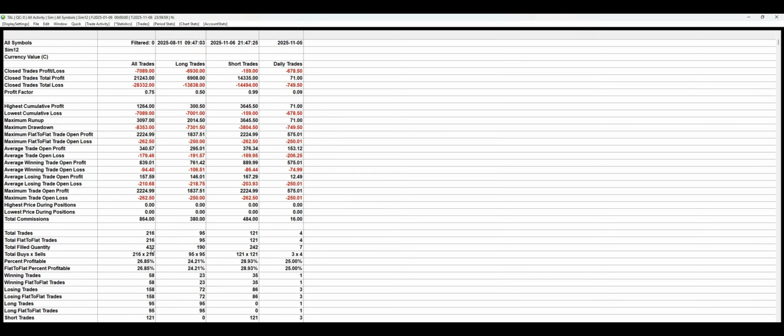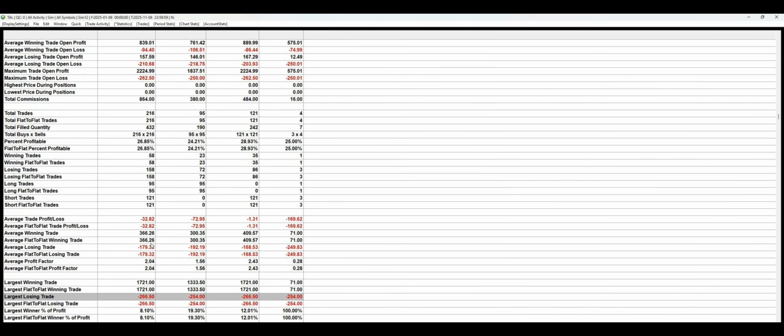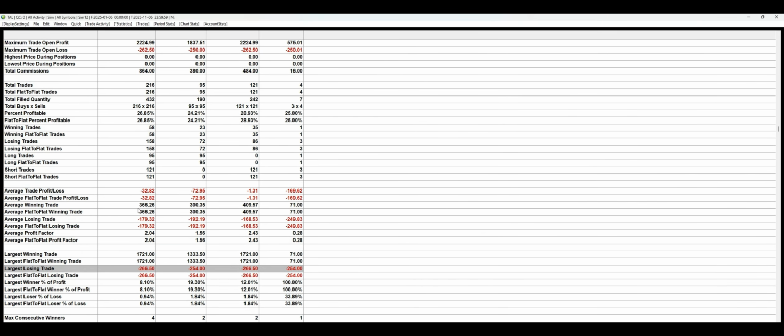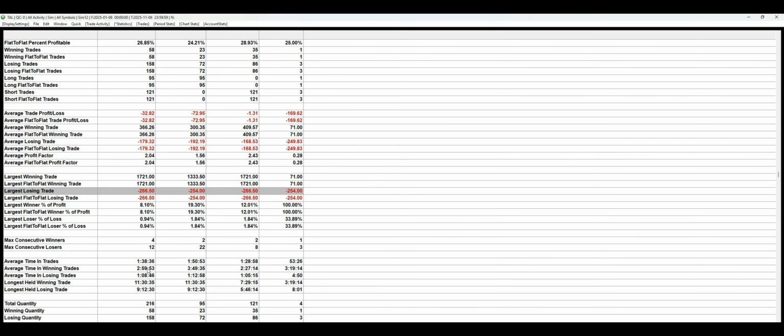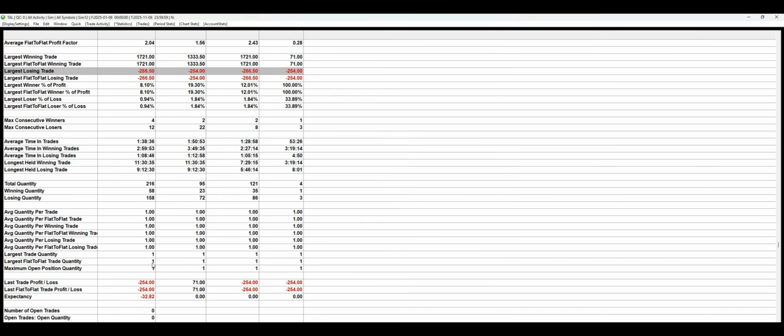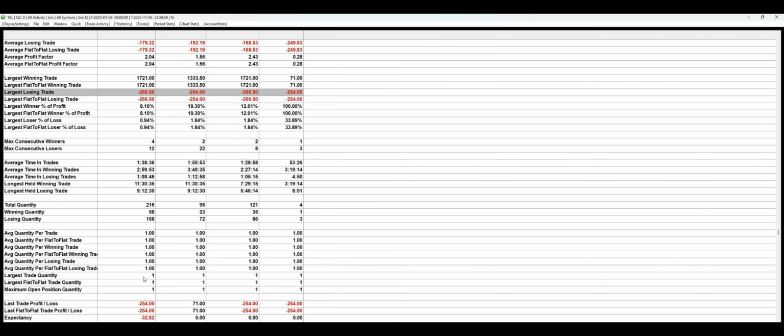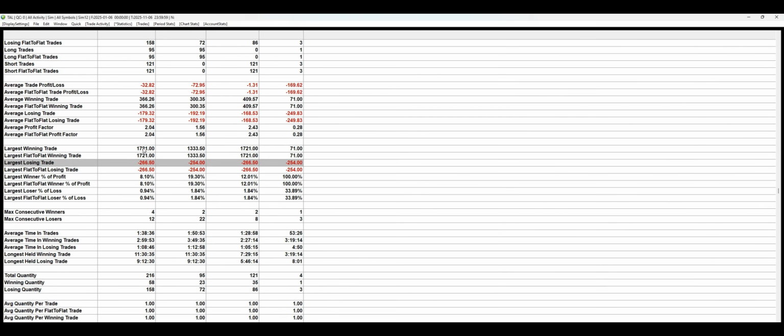Have a significant max drawdown. What else can we see here? Looking for our average profit factor. Did I pass it? Okay, here. Our average profit factor is a little over 2 actually.